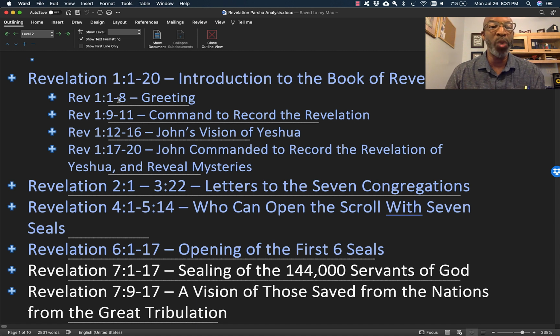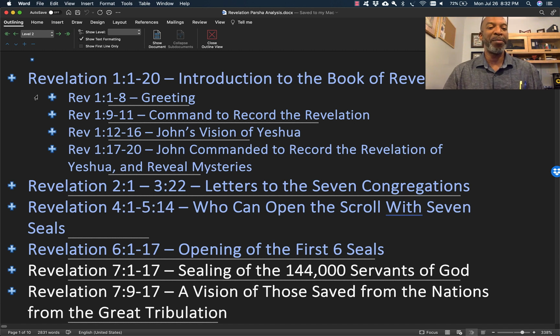I see verses 1 through 8 as the greeting. And again, I'm just breaking it down into the thematic units that are there. Verses 9 through 11 was the command to record the revelation. Verses 12 through 16 were the verses which comprise John's vision of Yeshua. And then verses 17 through 20 is where John was commanded to record the revelation of Yeshua. Okay? All right, so what I did was I broke down the 20 verses into those 4 main topics.